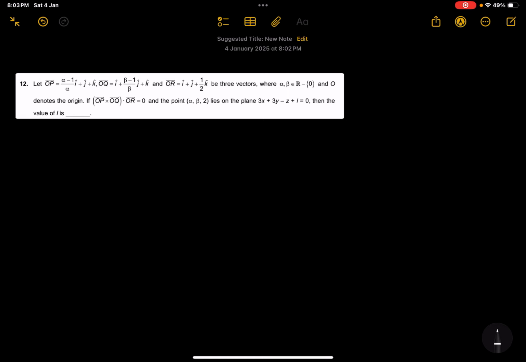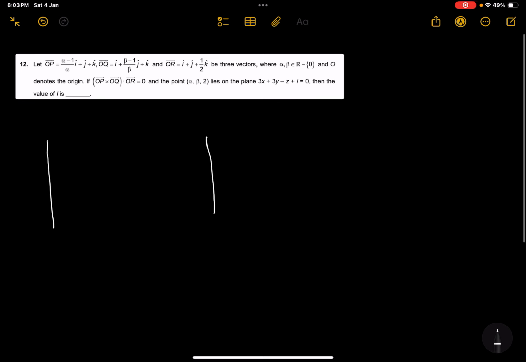We now have a question from vectors. We are given the box product of three vectors is 0. Let's see the box product. It would be alpha, minus 1 by alpha, 1, 1, 1, beta, minus 1 by beta, 1, 1, 1 and half.